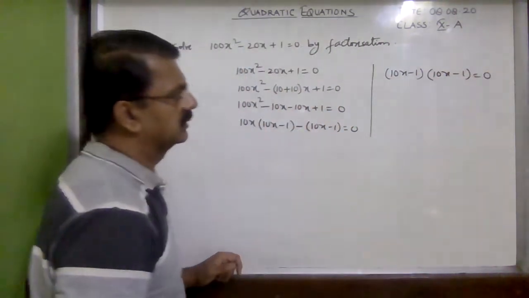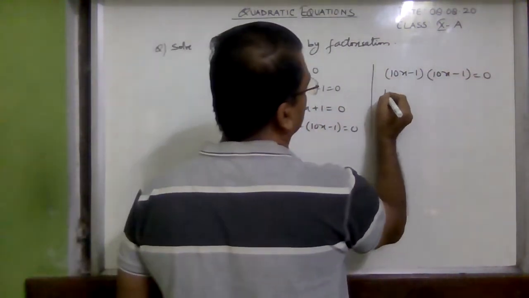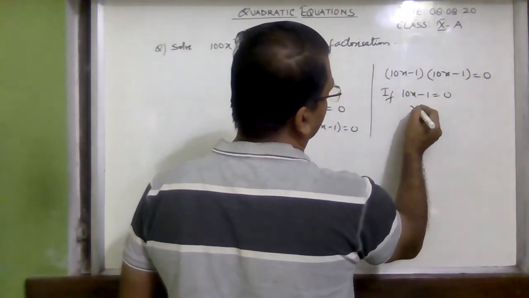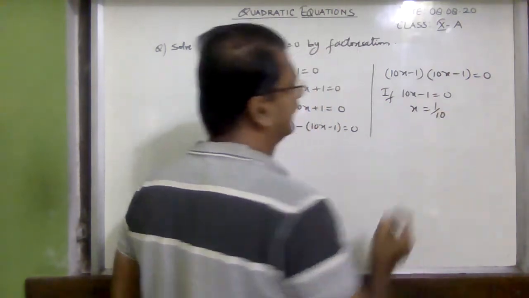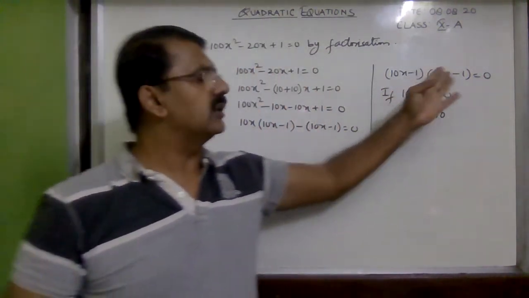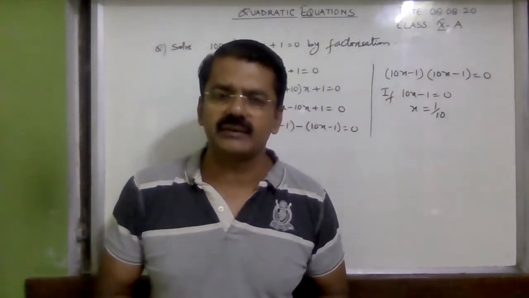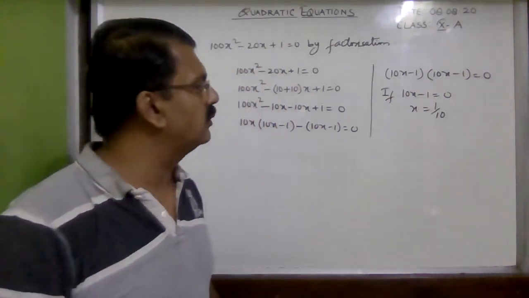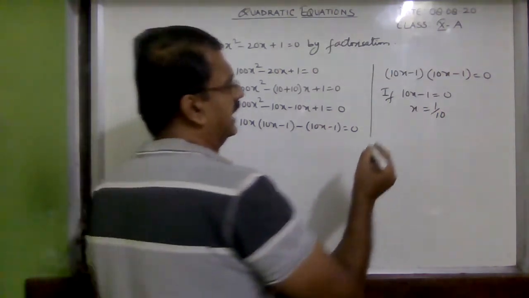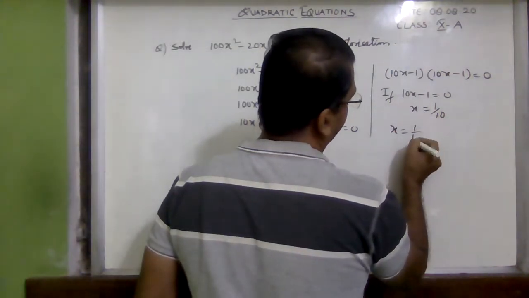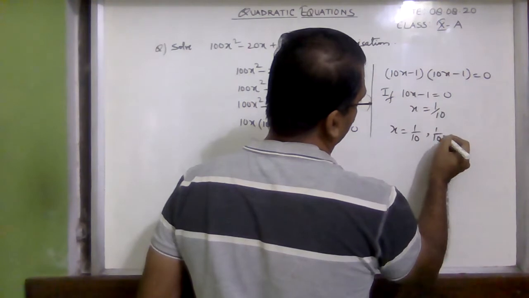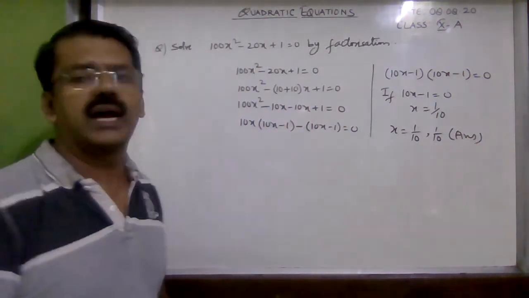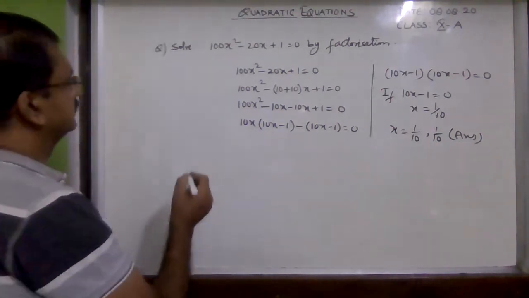is equal to 0. Now first of all, if 10x minus 1 is equal to 0, then x is equal to 1 upon 10. Clear? And that is also 10x minus 1. So that will also give you x is equal to 1 upon 10. So once again you can see we have found both values equal. So x is equal to 1 by 10 and 1 by 10. Both the roots are equal. Both the values of x over here are equal.